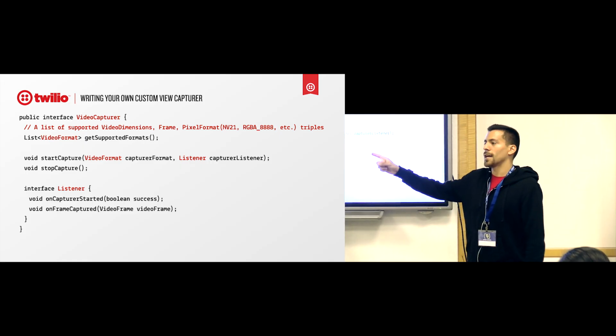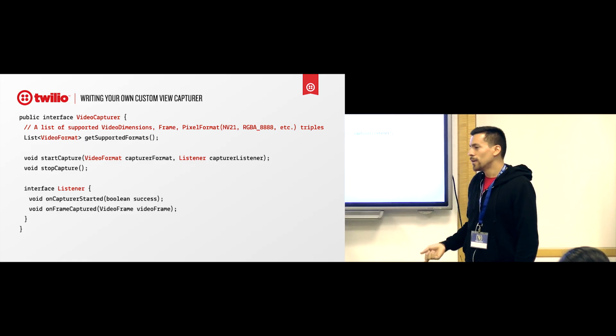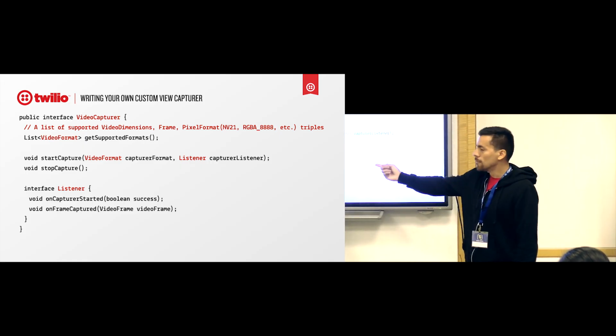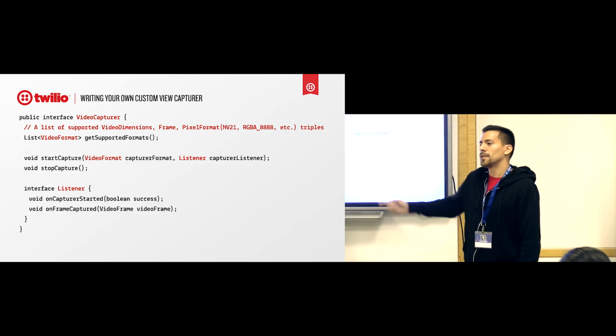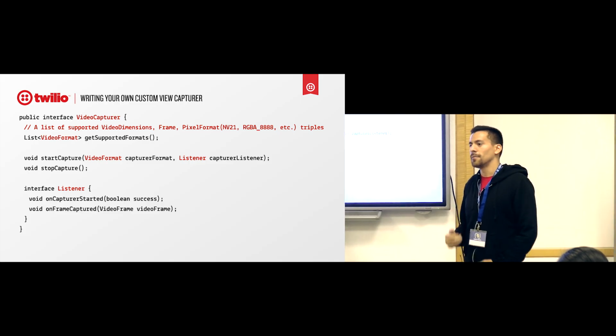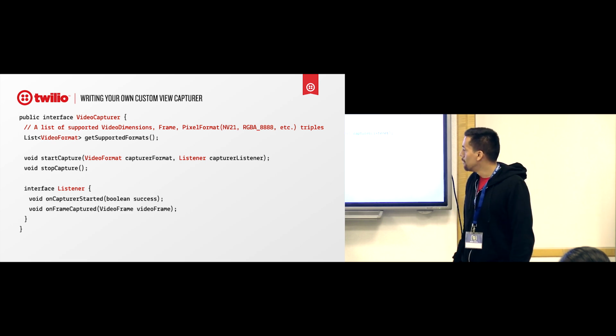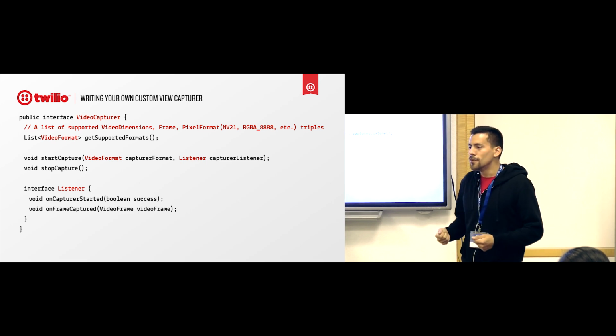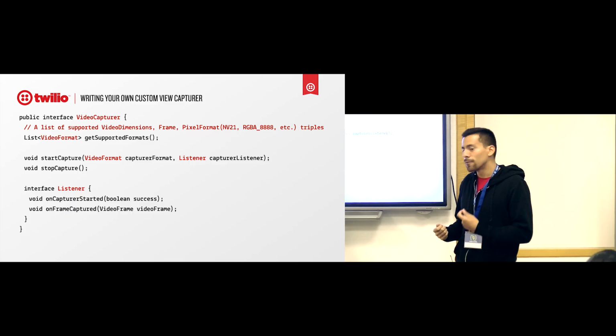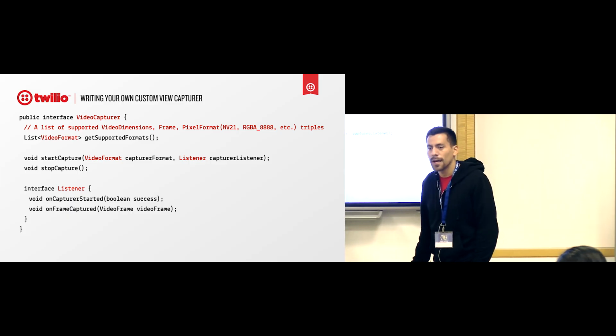When we call startCapture, we want you to tell us when you've actually started the capture, because you may try to start it and it may fail. At that point, we need to know. Once you've started it, you can then start providing us with frames by calling onFrameCaptured.